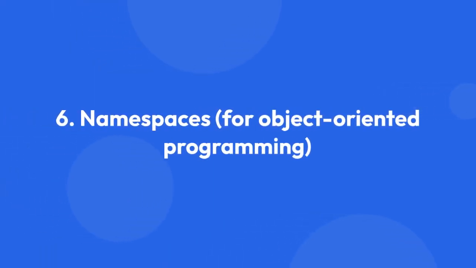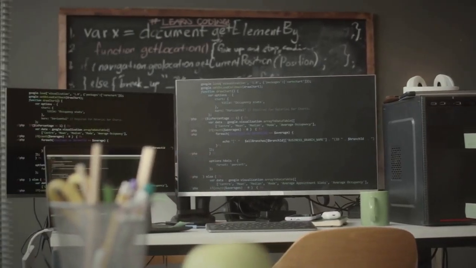6. Namespaces for object-oriented programming. If you're working with classes and namespaces, ensure you're using the correct namespace and calling the function with the appropriate class instance, or using the fully qualified name of the function, including the namespace.